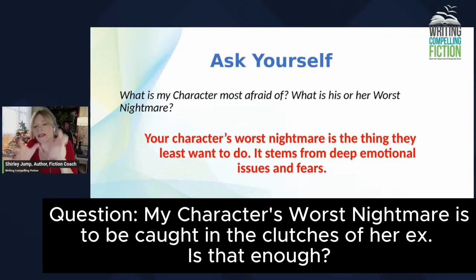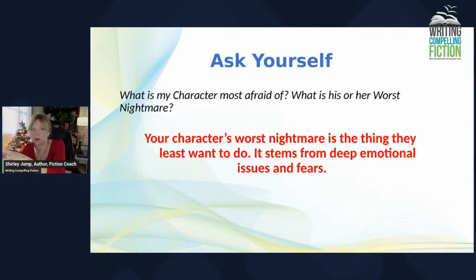The worst nightmare is an emotional thing. So her worst nightmare would be to be under someone else's control. So she is going to really, really want to be in control of her own life. So that's what it is. It's not about the ex. It's not about the person. It is about the emotional issue that is tied to that event.